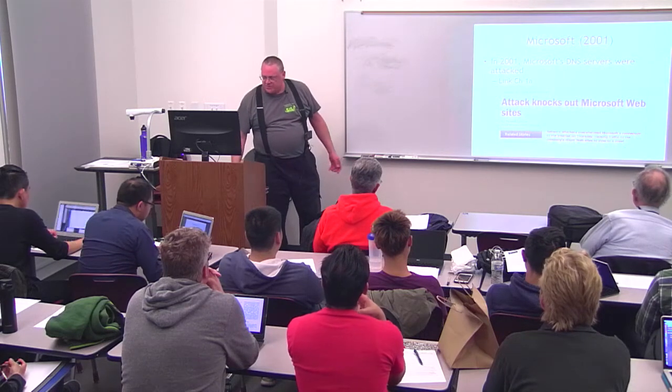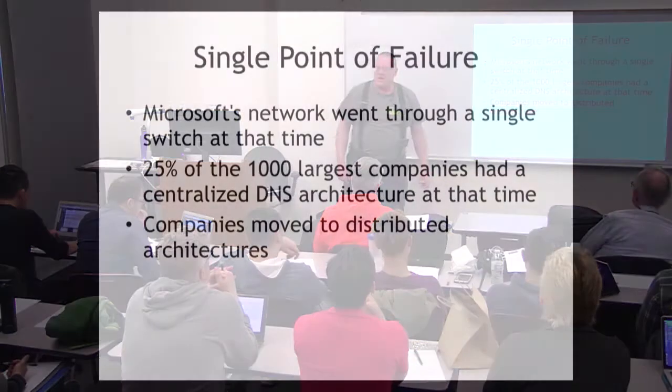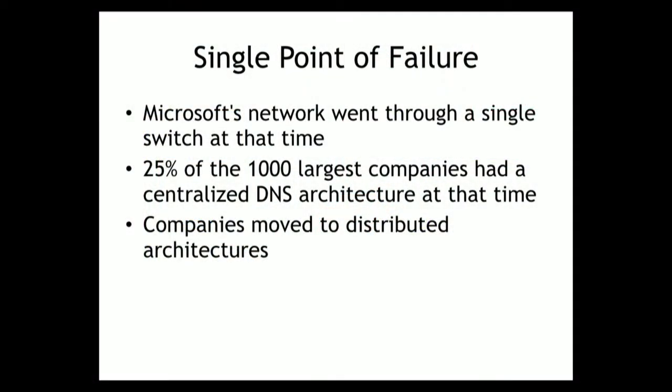Now that was possible because Microsoft had a single point of failure on their network at that time. All the traffic went through one switch. So you could overwhelm that one switch with traffic, and that caused them to go offline. This is why a lot of companies wised up around this time, and they quit having a single point of failure like that.